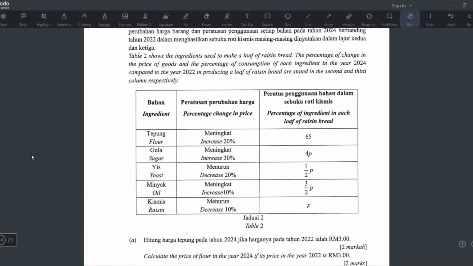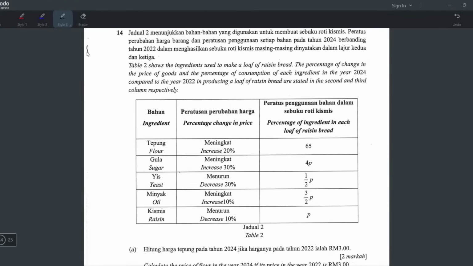Okay, but let's read the question first. So it's from Form 4 chapter 10, index, price index. Table 2 shows the ingredients used to make a loaf of raisin bread. So it's making bread. These are all the ingredients: tepung, gula, yeast, minyak, kismis. The percentage of change in the price of goods and the percentage of consumption of each ingredient in the year 2024 compared to 2022 in producing a loaf of raisin bread are stated in the second and third column respectively. So let's look at the second column.